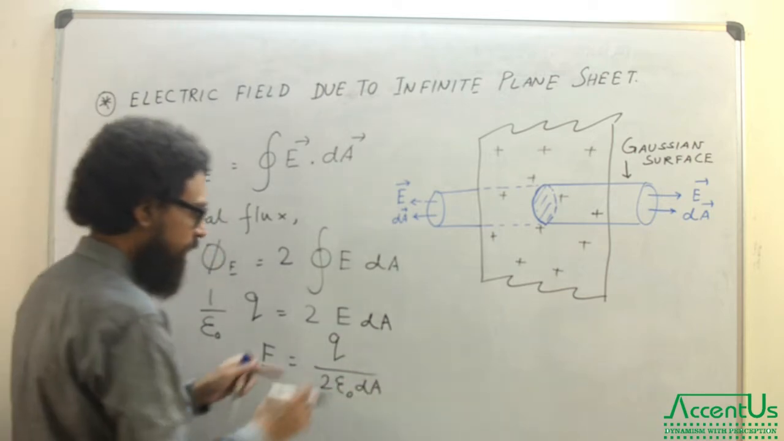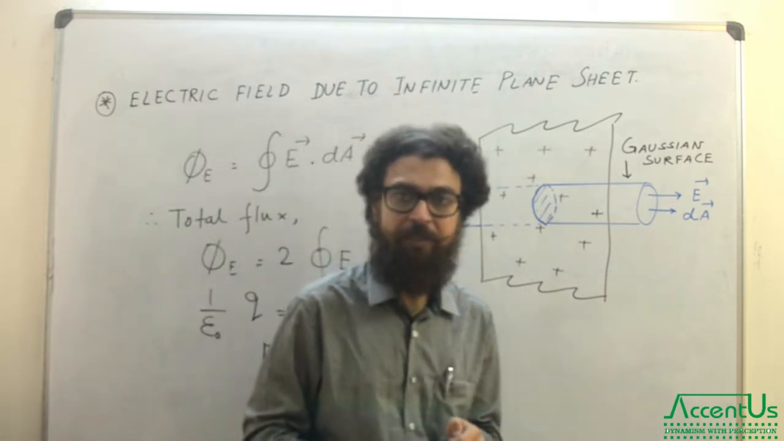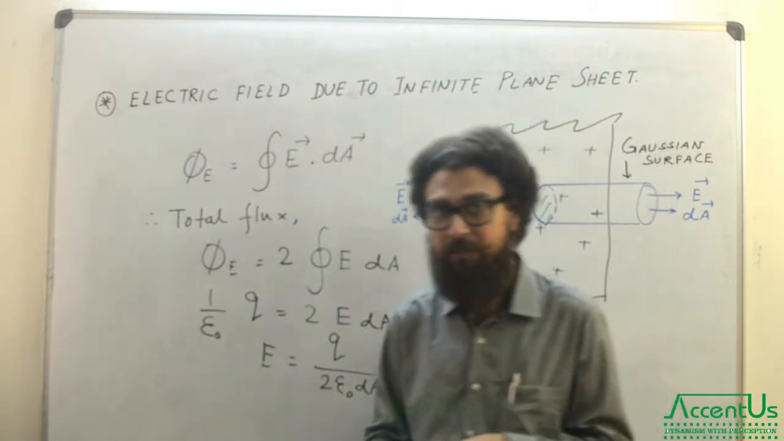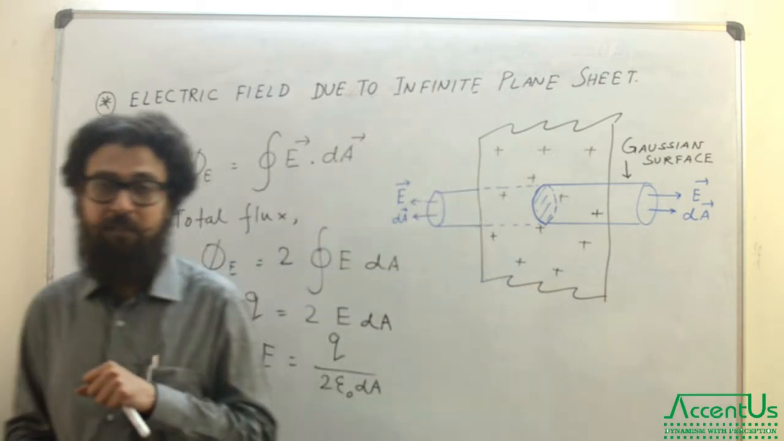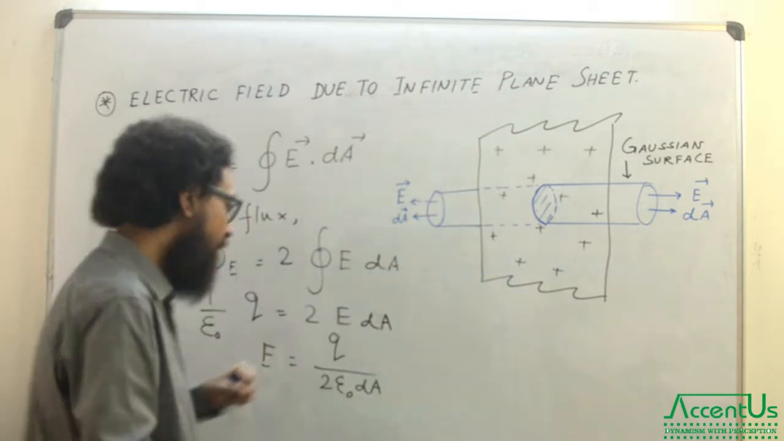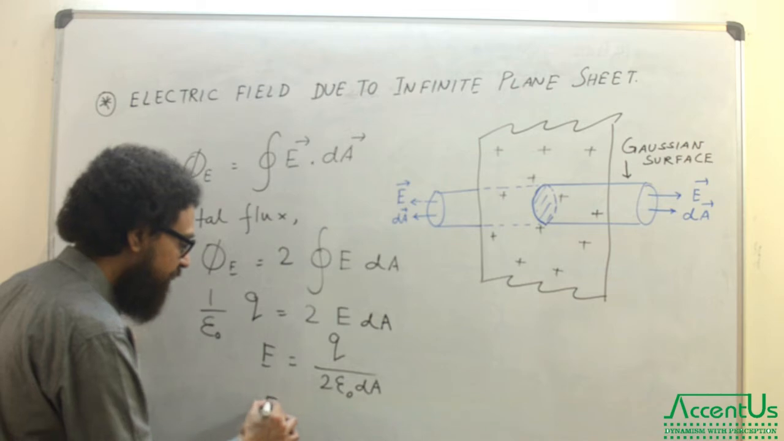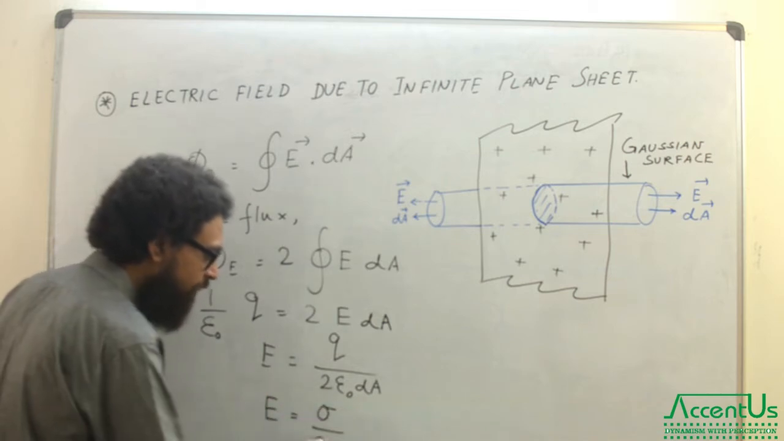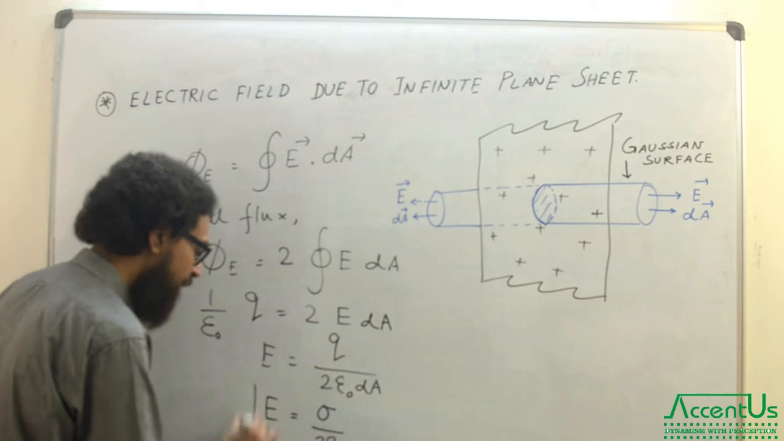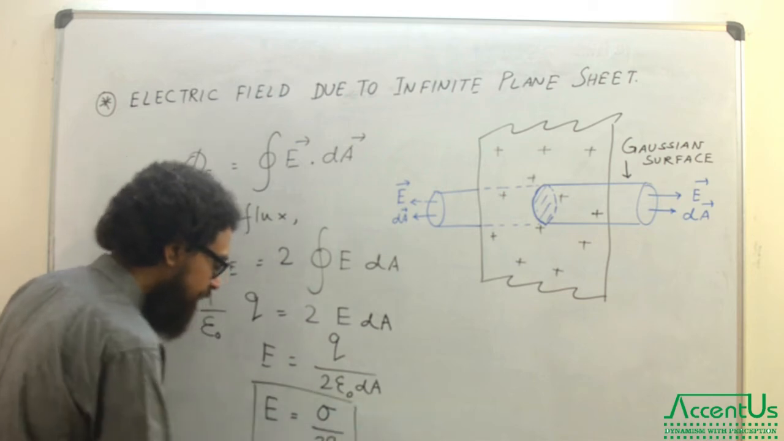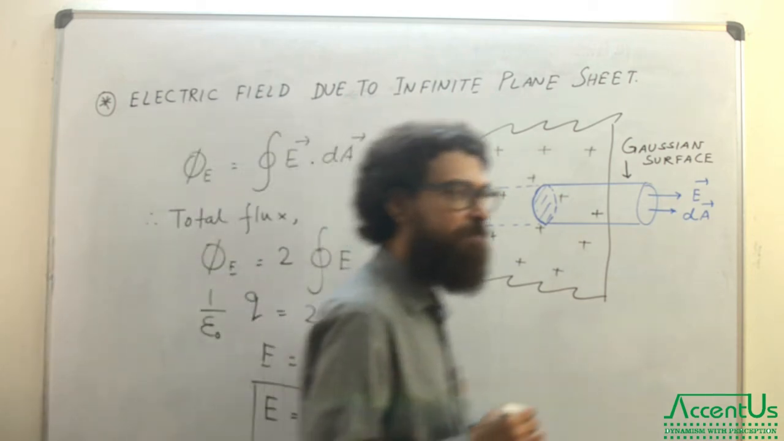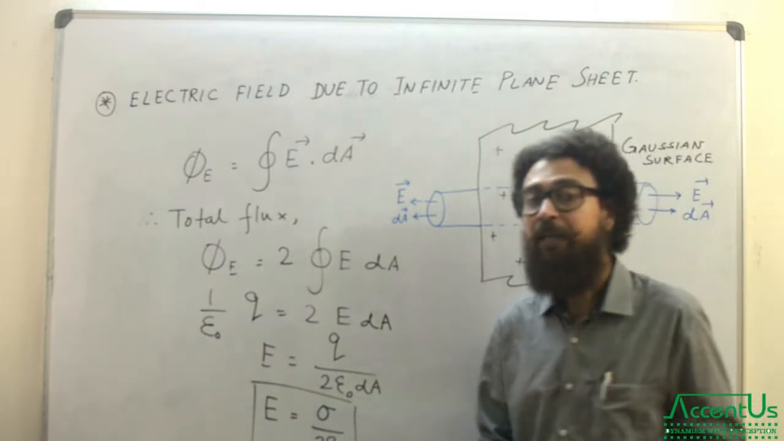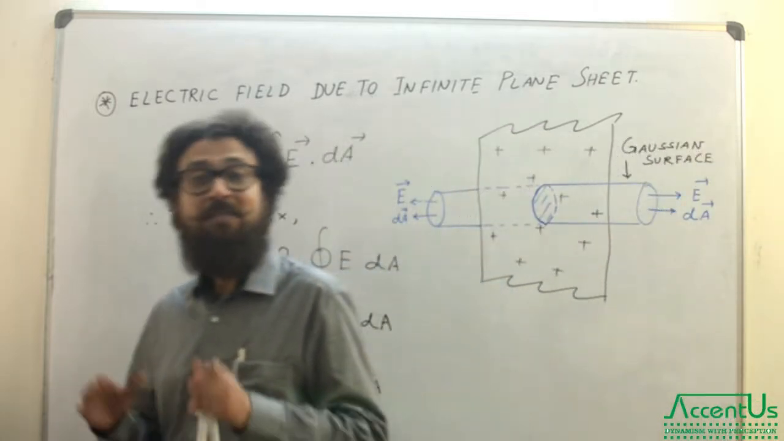Now there is one interesting thing. Q by dA, charge per unit area. What does it mean? Charge per unit area means surface charge density, that is sigma. We already have covered this in previous chapters. So what is the final expression then? You have understood already. It is sigma by 2 epsilon naught. So this is the expression for the electric field due to an infinite plane sheet of charge.